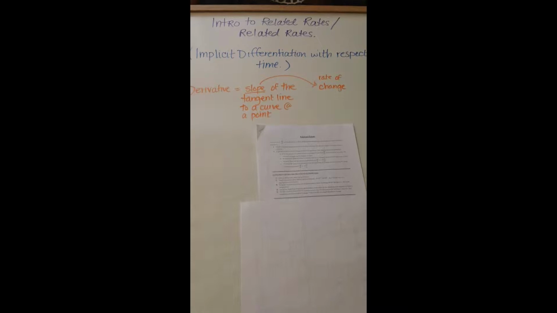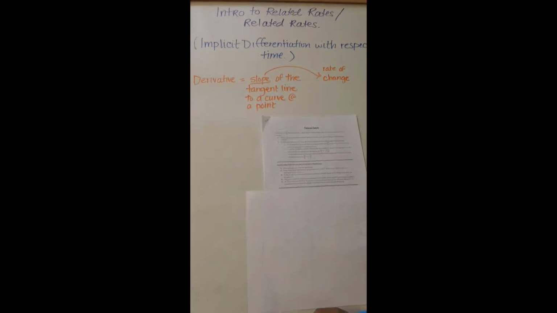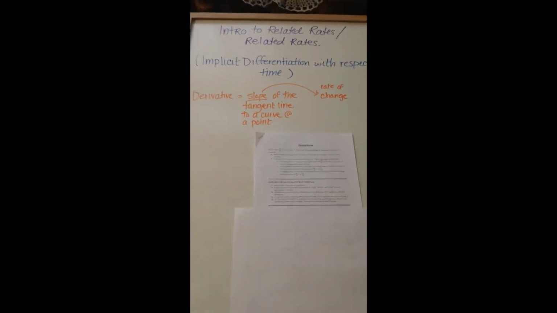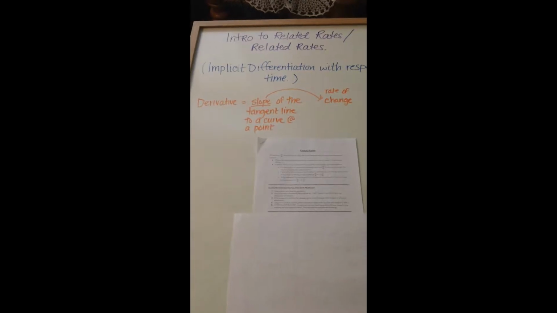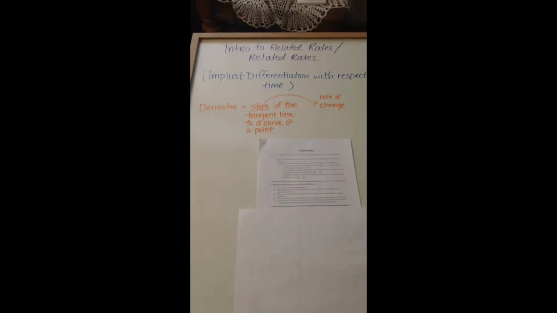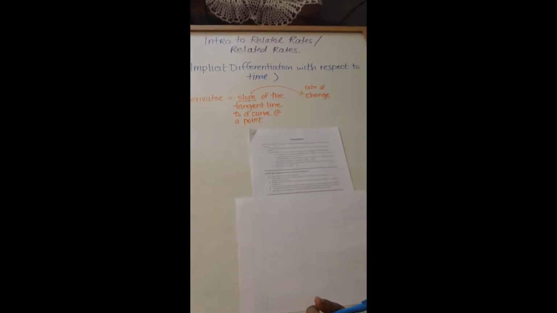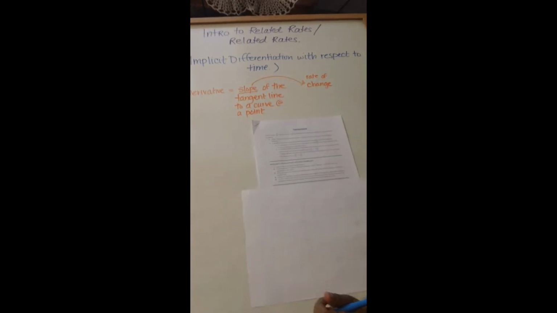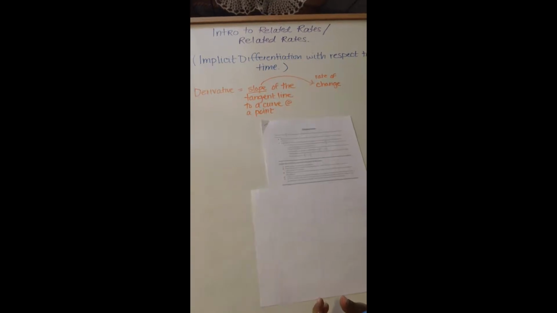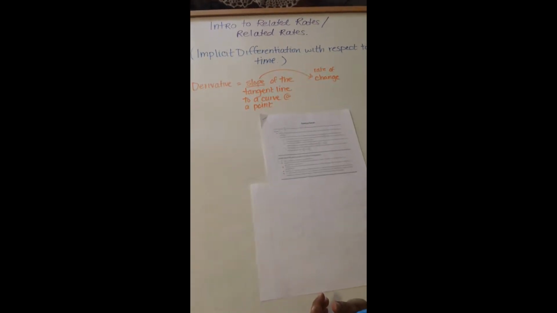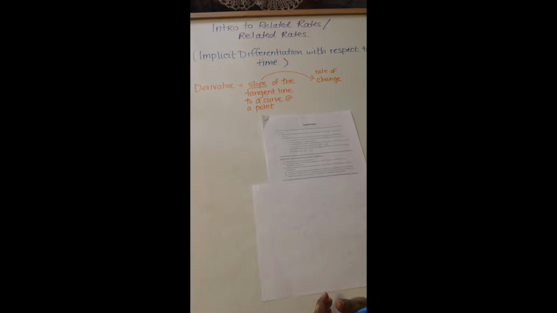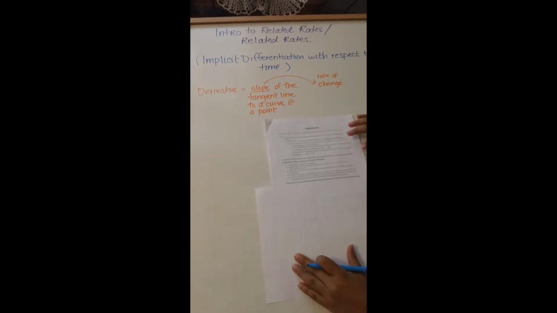So, just to review, related rates is the implicit differentiation with respect to time, and the derivative is the slope of the tangent line to a curve at a point, and slope is the rate of change. So on the related rates notes, it gives you a summary of the first set of notes that we already did. So you can read through them, but really you don't need to.